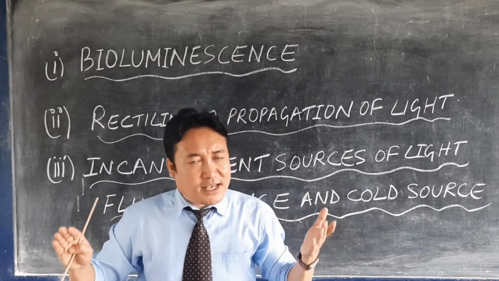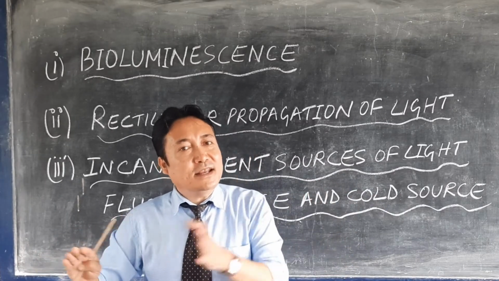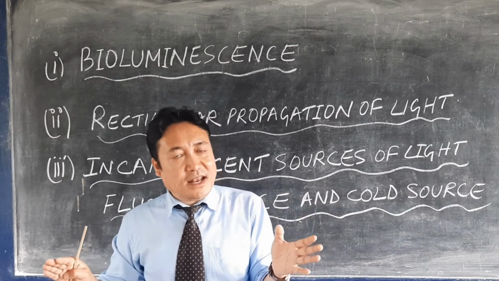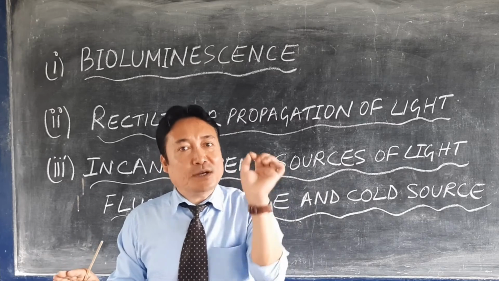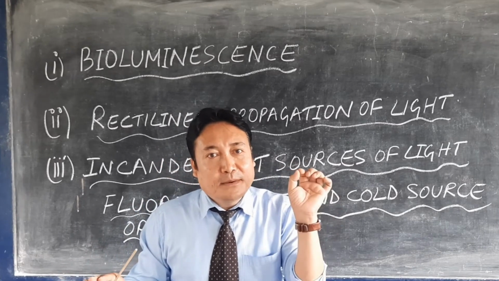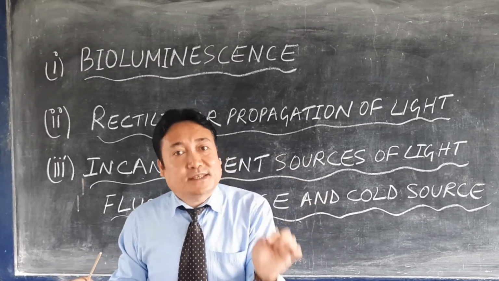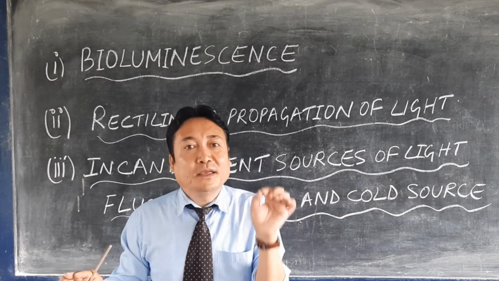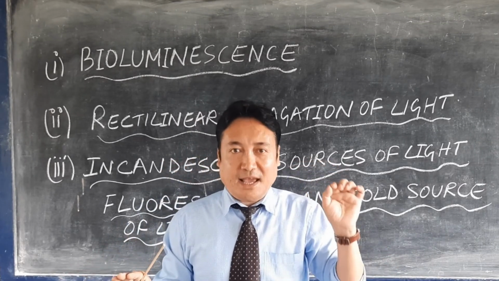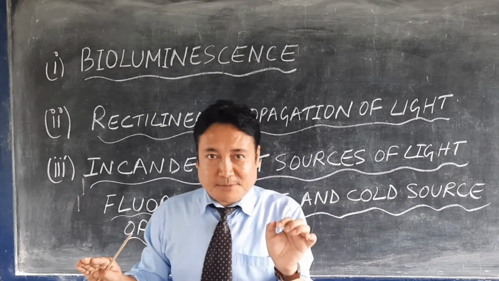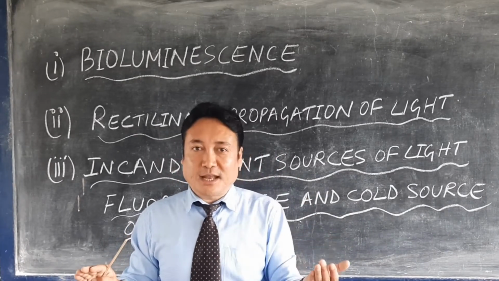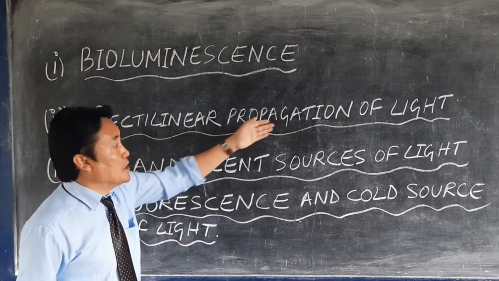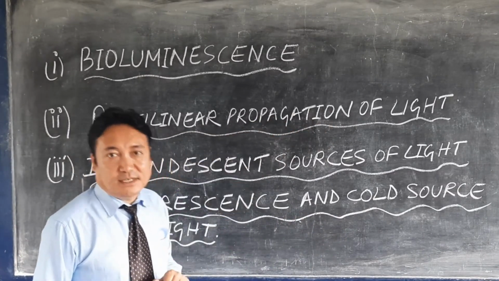So this experiment also shows that light travels in a straight line. If the holes which you have made in the cardboard are not in the same line, or not equidistant, then you won't be able to see the burning or lighted candle. So this second experiment also shows that light travels in a straight line, which we call the rectilinear propagation of light.